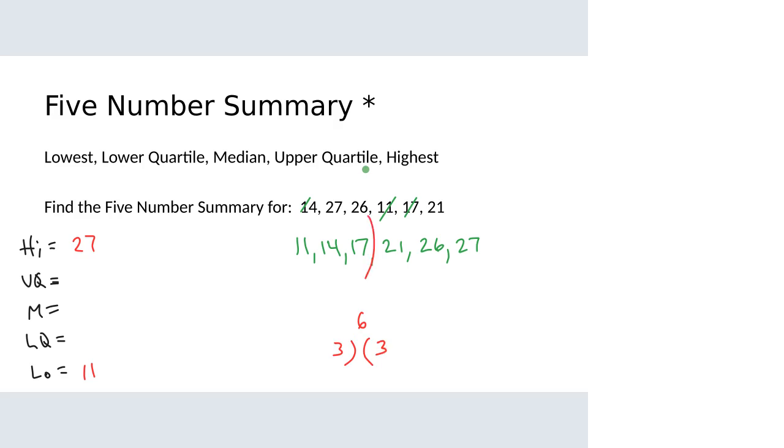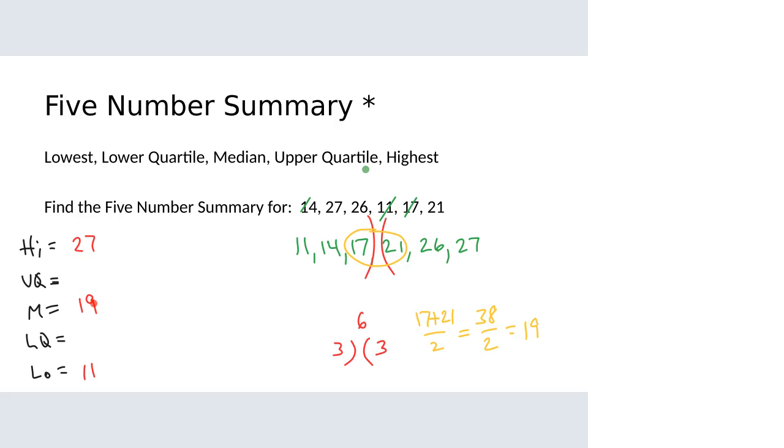So when I section that off, I don't have a data point right in the middle, but my median will be the mean of the 2 closest to the middle. And so that's 17 plus 21 over 2, which is 38 over 2, or 19. And if you saw halfway between 17 and 21 is 19, that's just great. So our median's 19. Now we need the quartiles.